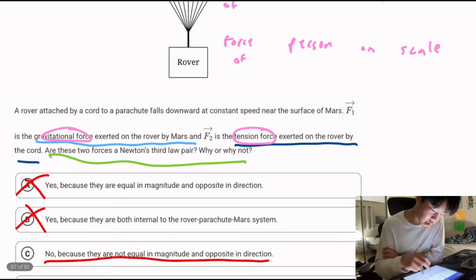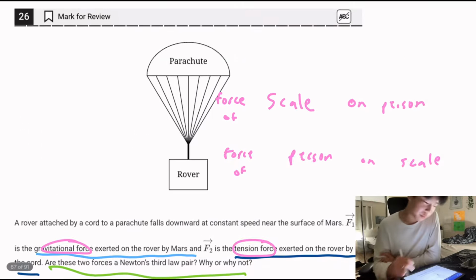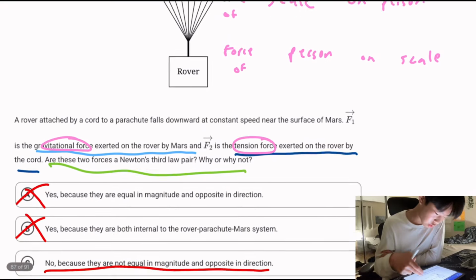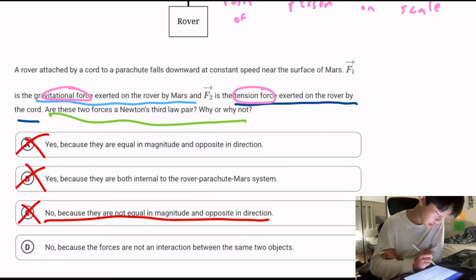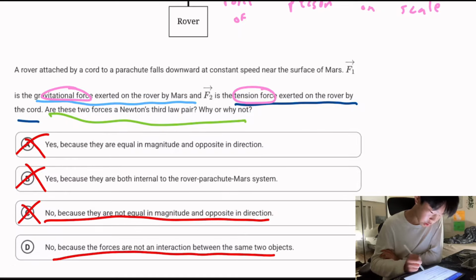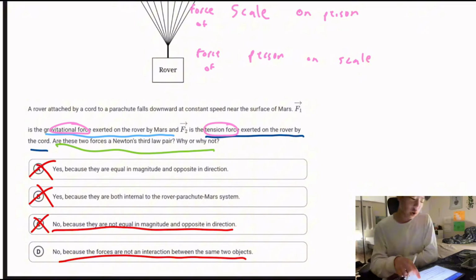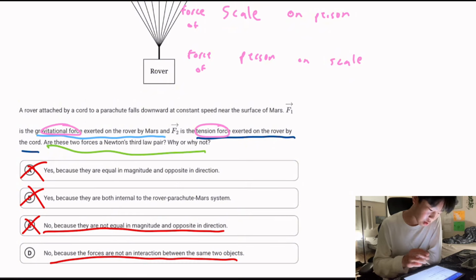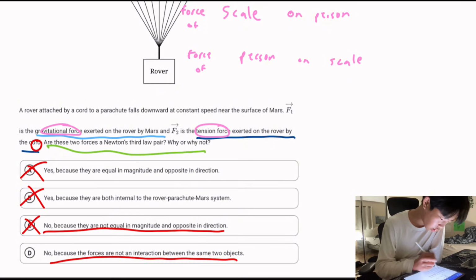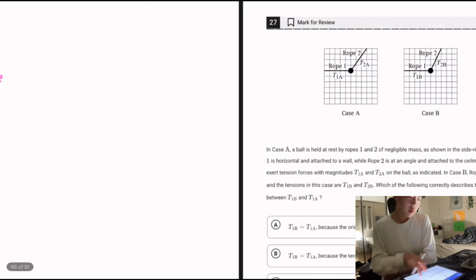This is not true because it doesn't give you any information about tension force or the gravitational force. So it has to be D because these forces are not an interaction between the same two objects, right? One of them is the rover on the cord, and then one of them is the rover by Mars.